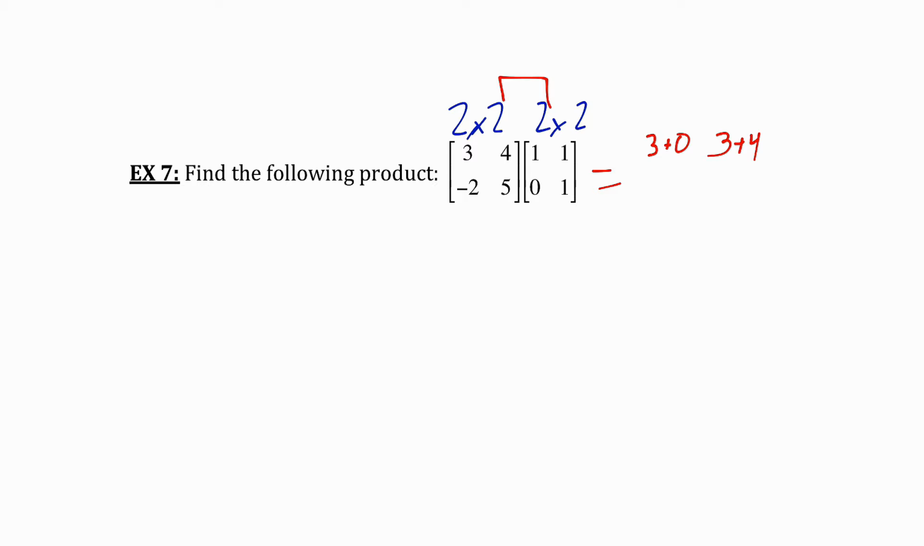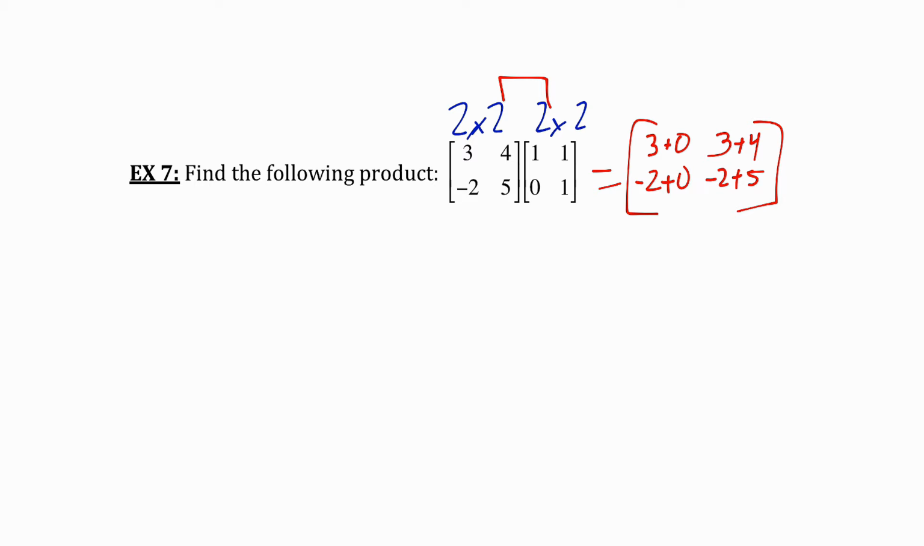Now we move on to the second row. We've got negative 2 times this, now working with the first column, so second row times the first column. Negative 2 times 1 gives us negative 2. And then 5 times the 0, the second term of this row times the second term of this column, gives us plus 0. Moving on to the second row times the second column: negative 2 times 1 gives us negative 2, and 5 times 1 gives us plus 5.